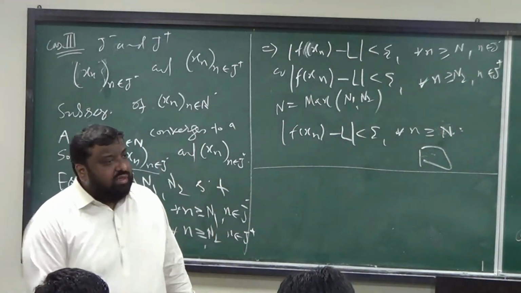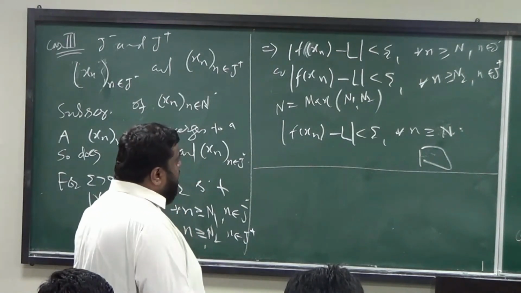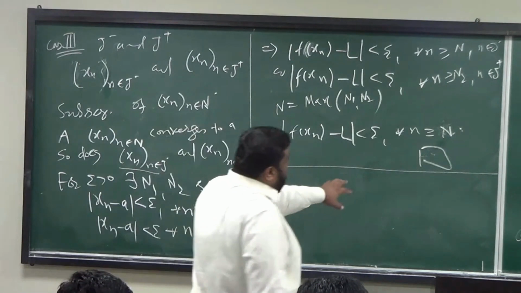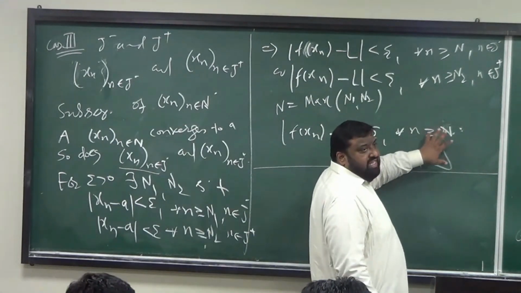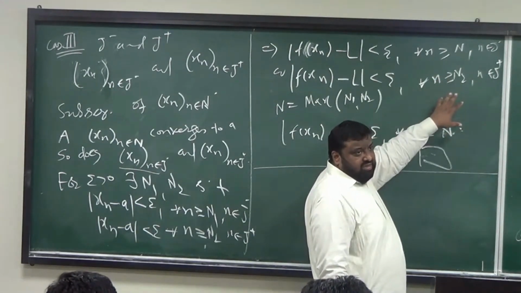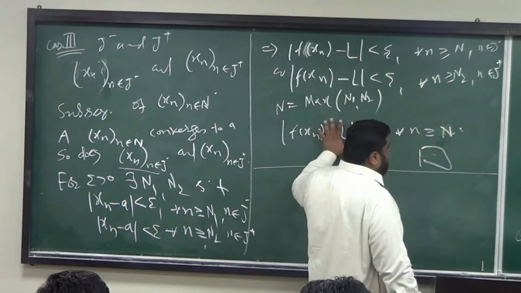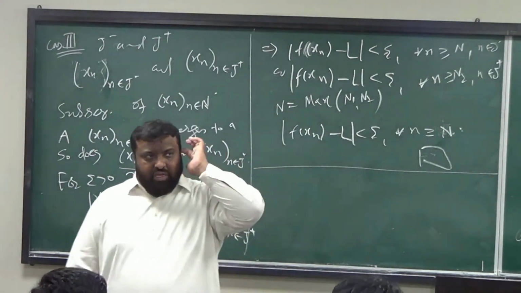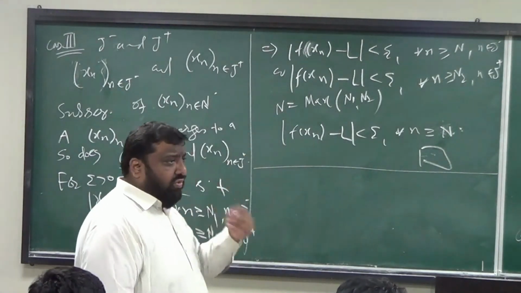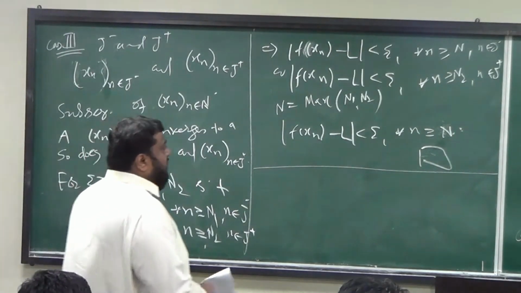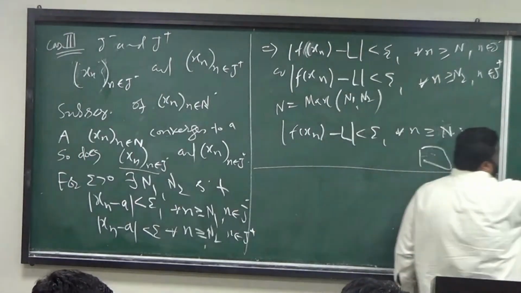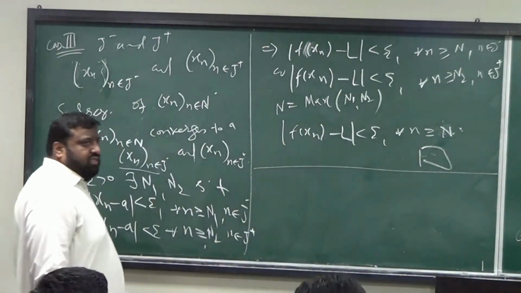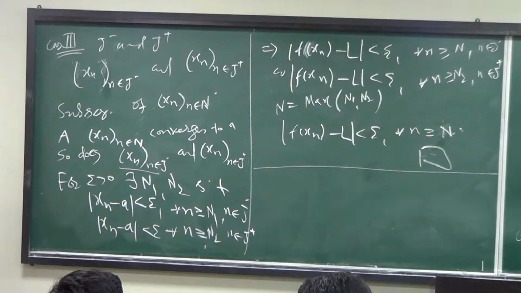This can be anywhere, so it doesn't matter whether it is in J plus or J minus. This condition is satisfied for all n, whether it is in J minus or J plus. So since this is true for all n, we get this. No matter what the situation is, you have the convergence. Okay?